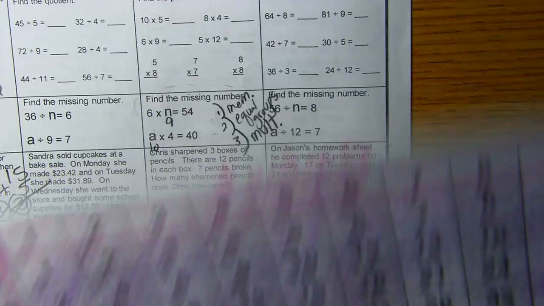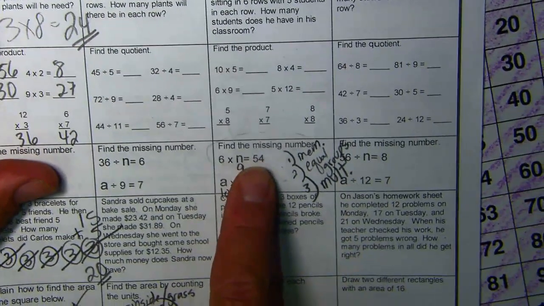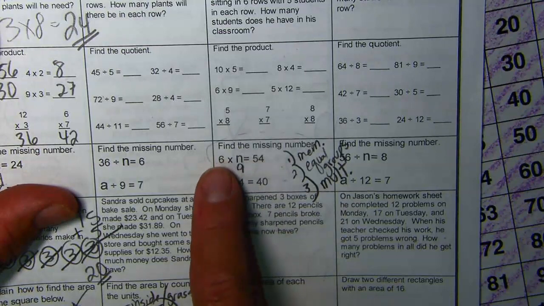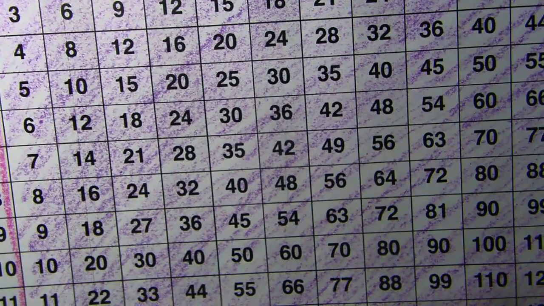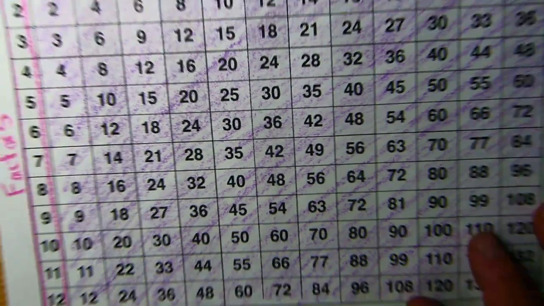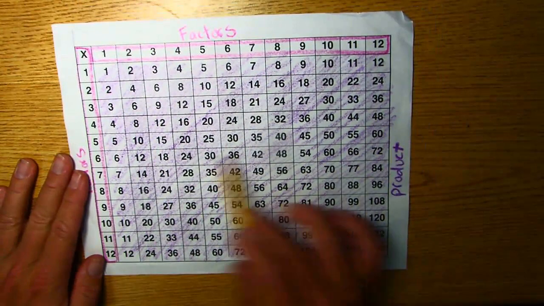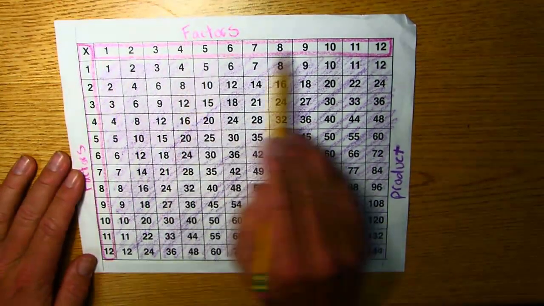All right, so you got your multiplication chart here. Now I know the answer is 54. And I know one of the factors is 6. So the product is 54, and we have a factor of 6. So you got your multiplication chart. Now Mr. P went ahead and colored his in. Look at all of the purple, those are products. On the sides are the factors.